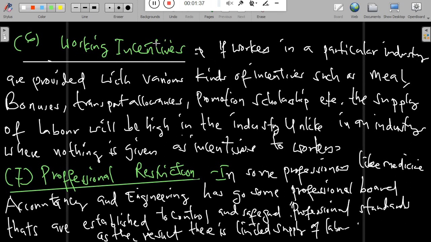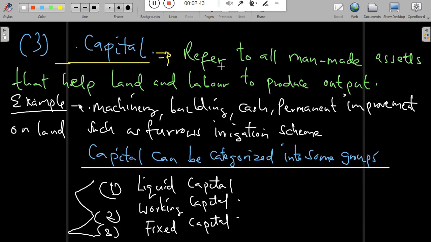But also, work incentives are a factor that determines the supply of labor. If workers in particular industries are provided with various kinds of incentives, such as meals, bonuses, transport allowances, promotion schedules, etc., automatically the supply of labor will be high in those industries, unlike an industry where no incentive is given to workers. Professional restrictions: in some professions like medicine, accountancy, and engineering, there are professional boards. For example, in Tanzania, these boards control and protect the standard of professionalism. That may limit the supply of labor since some people miss out on being regulated by those boards.